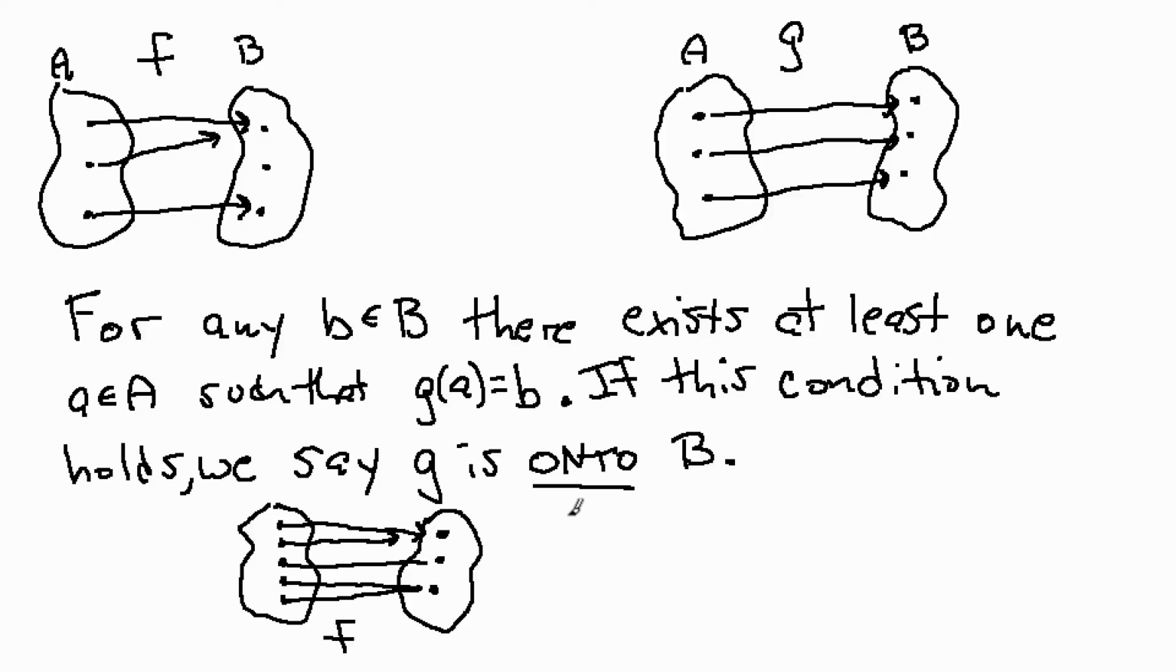Now, in this situation over here, F is not 1-to-1. And we can see that because I have 2 points over here that are going to this single point. Similarly, I have 2 points over here that are going to this point right over here. Okay, so it's not 1-to-1, but F is onto. Clear?